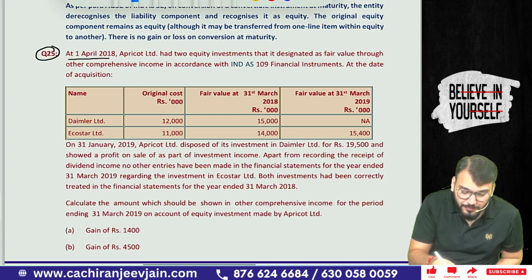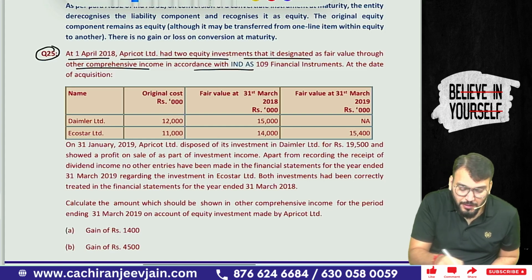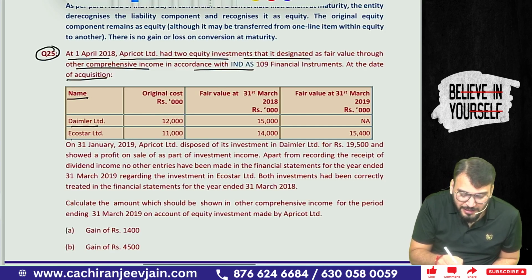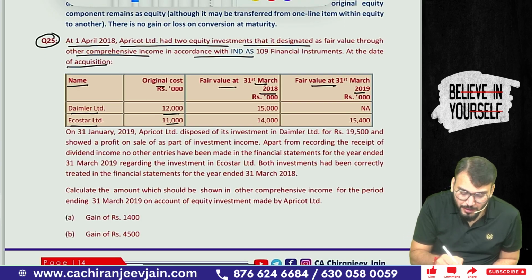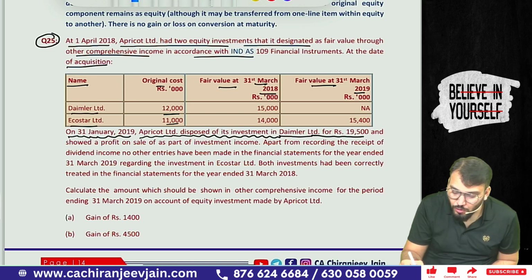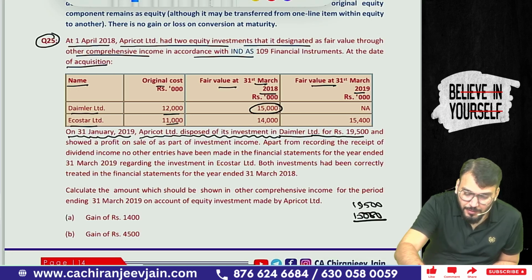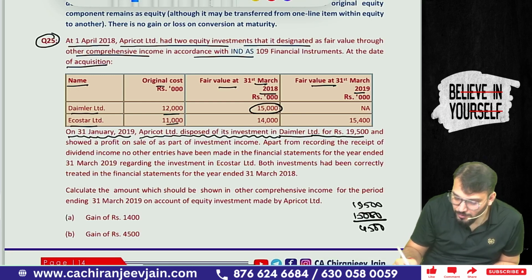On 1st April 2018, Apricot Limited has two equity instruments that it designated as FVTOCI in accordance with Ind AS 109. As of the date of acquisition, they are Daimler Limited and EcoStar Limited. Original cost, fair value as on 31st March 2018 and fair value as on 31st March 2019 are given. On 31st January 2019, before year end, Apricot Limited disposed of its investment in Daimler Limited for rupees 19,500. It was sold at 19,500, and the opening amount is 15,000. So there is a gain of 19,500 minus 15,000, which is 4,500.